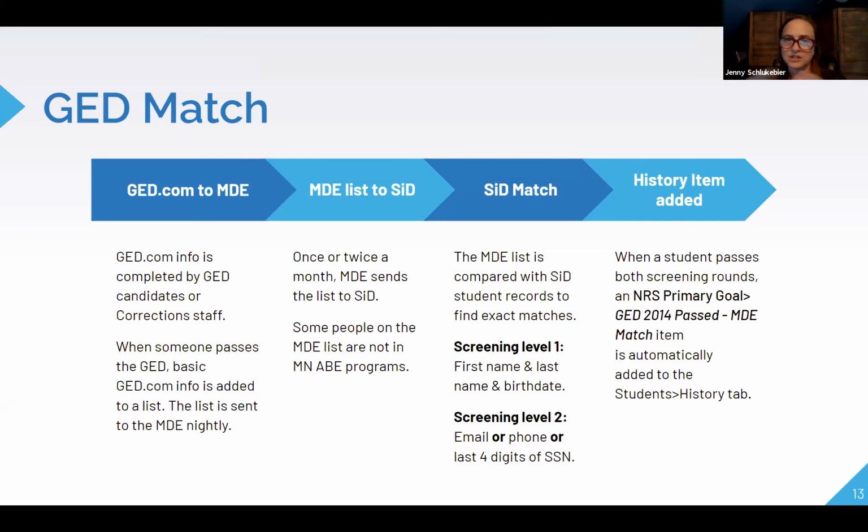So at first, it'll check to see if there's a first name and last name and birth date match. And as you are probably familiar, we have a lot of students with the same first and last names and even birth dates. So we have it look for one additional thing. And so then it moves on to screening level 2 and checks for either an email match between the two records, or a phone match between the two records, or the last 4 digits of the social security number. So if the first name, last name, birth date, and one of those items matches, then SiD considers that a match and populates the student record with the goal met of the GED. So it appears like this wording here.